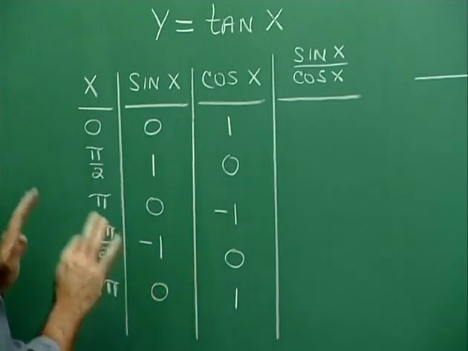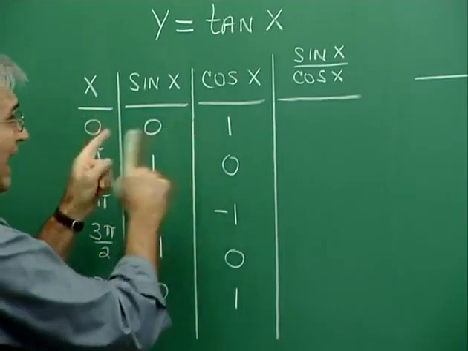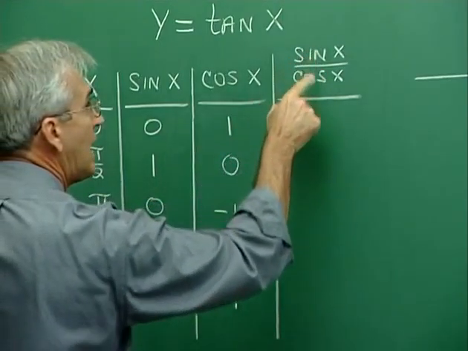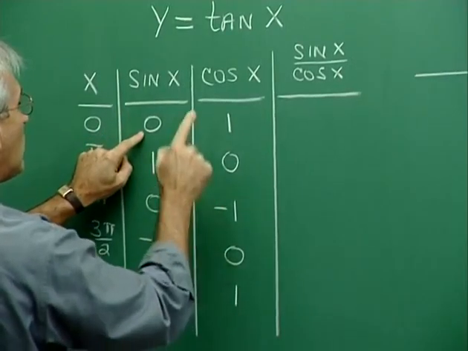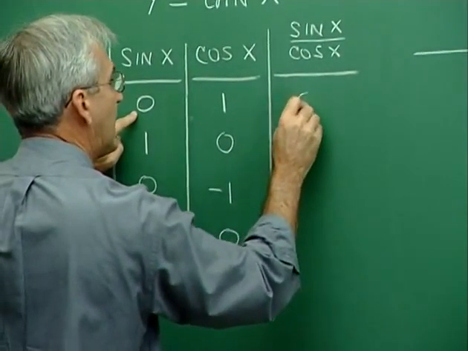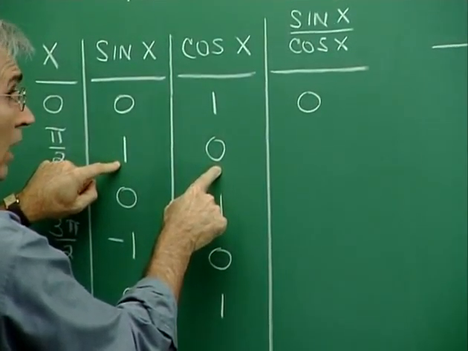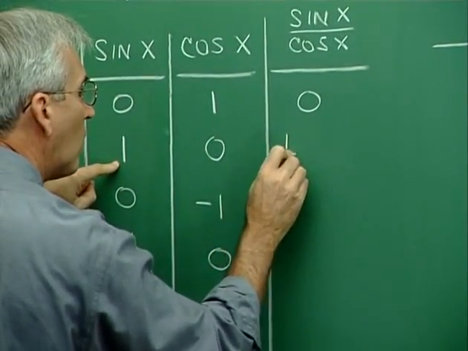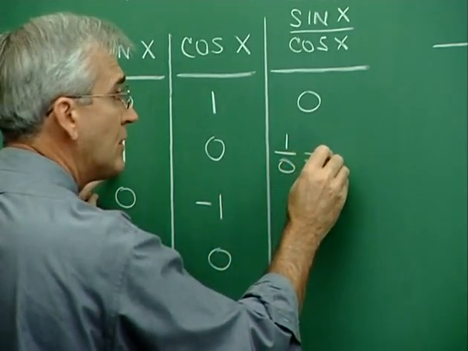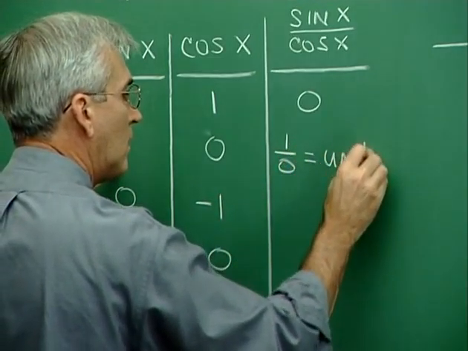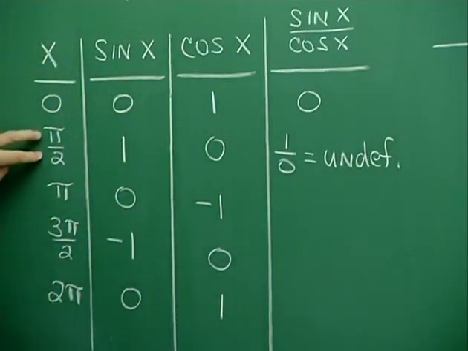Okay, now, to calculate the tangent based on this information, all we do is make fractions out of these values. So it's sine x over cosine x. So for the first value, it's 0 over 1. 0 over 1, that's 0. For the next value, it would be 1 over 0. Uh-oh, 1 over 0. 0 in a denominator means we have an undefined value. So the situation is undefined at pi over 2.